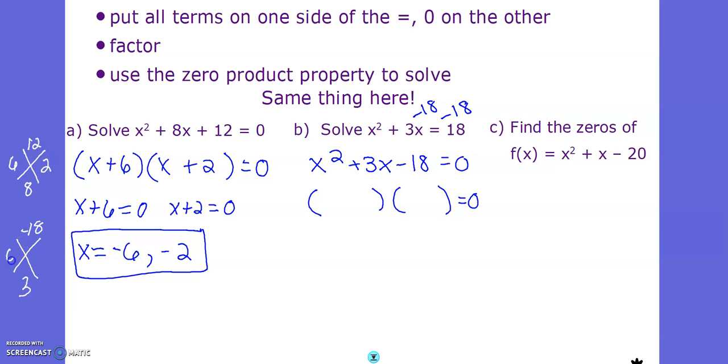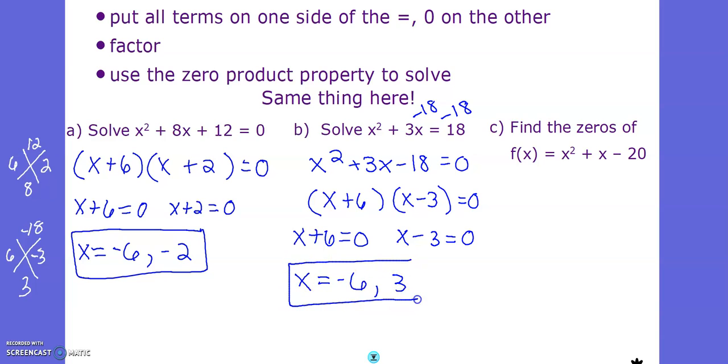I know it's going to be a combination of 6 times 3, but I need to figure out which one will give me the negative 18 but a positive 3 when I add. I think if I put my negative sign right there, 6 times negative 3 is negative 18, but when I add up 6 and negative 3, I get a positive 3. So therefore we have our factors, I should say, as x plus 6 and x minus 3. We'll go ahead and set each of these factors equal to 0 and solve. We'll get our answer of x equals negative 6 and positive 3.